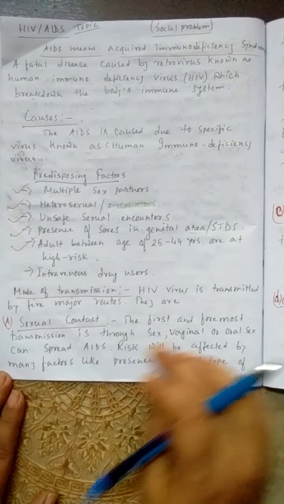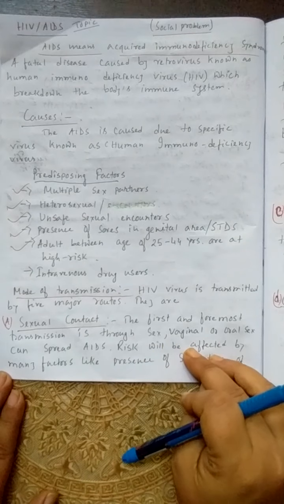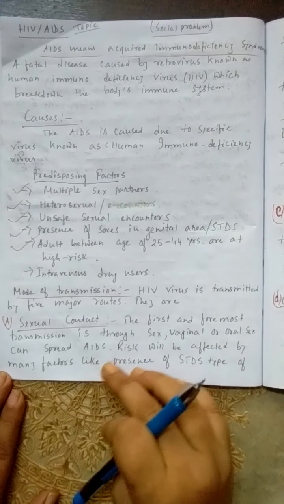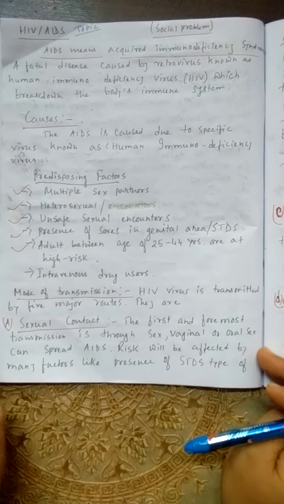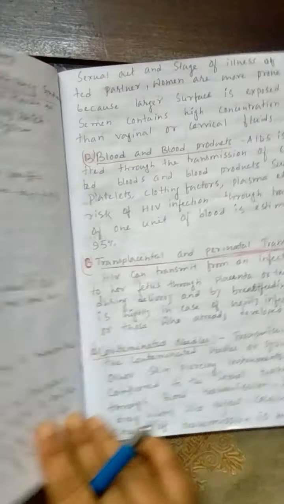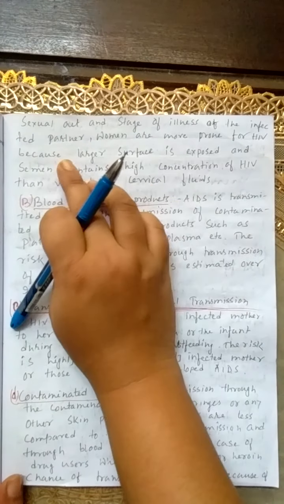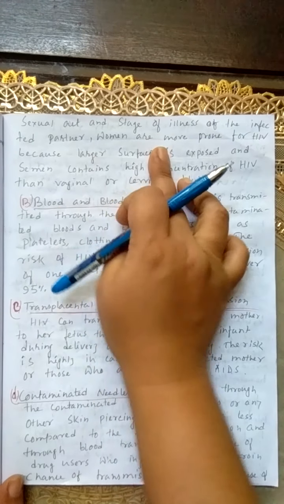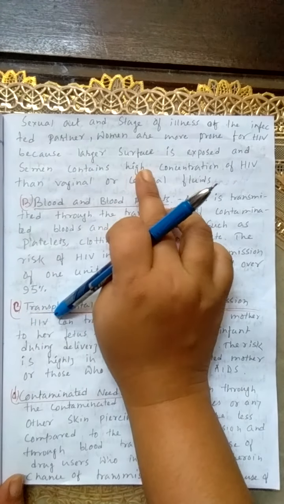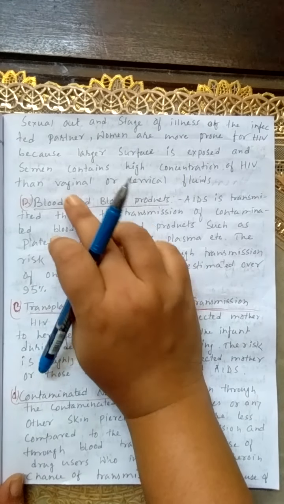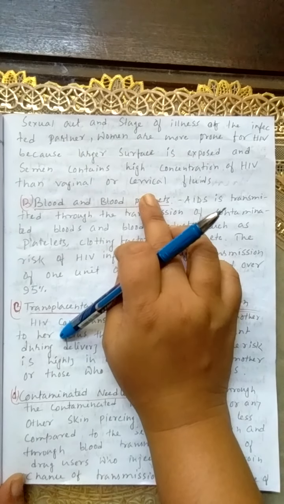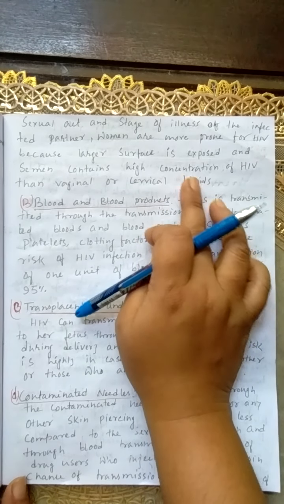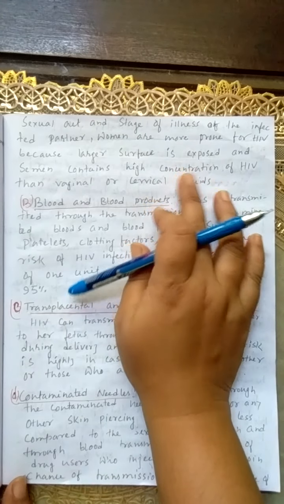The first and foremost transmission is through sex. Vaginal or oral sex can spread AIDS. Risk is affected by many factors like presence of STDs, type of sexual act and stage of illness of the infected partner. Women are more prone to HIV because a larger surface is exposed and semen contains a higher concentration of HIV than vaginal or cervical fluids. This is sexual contact.